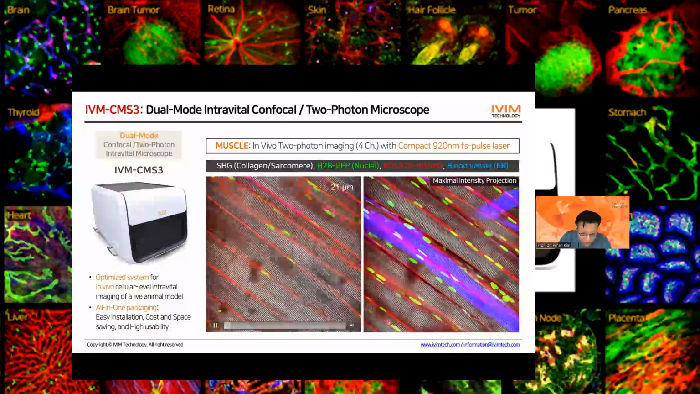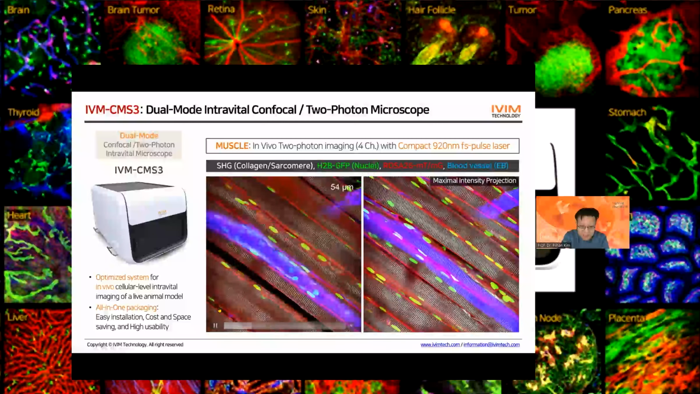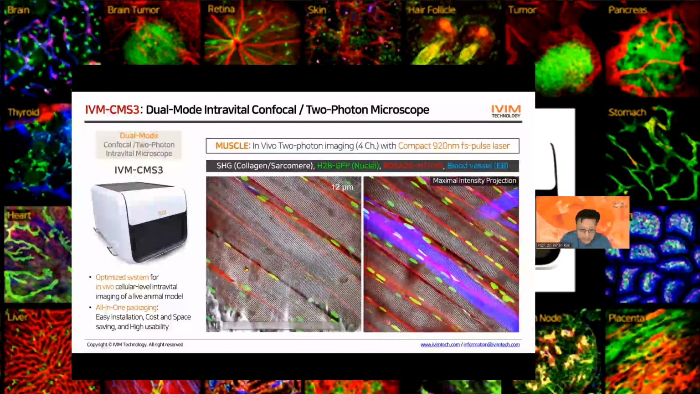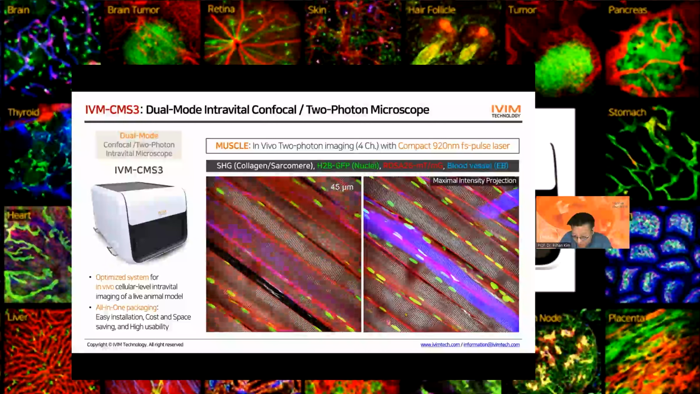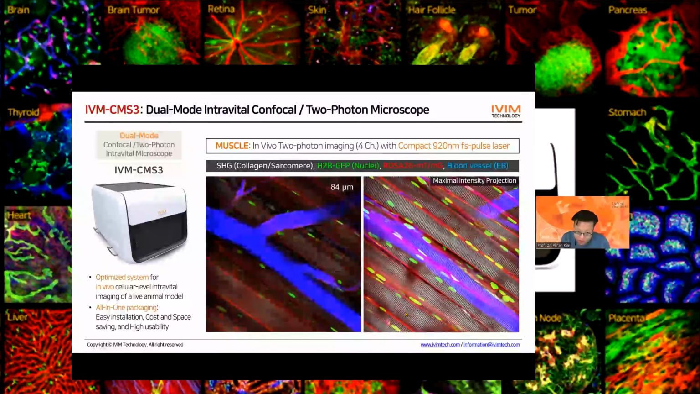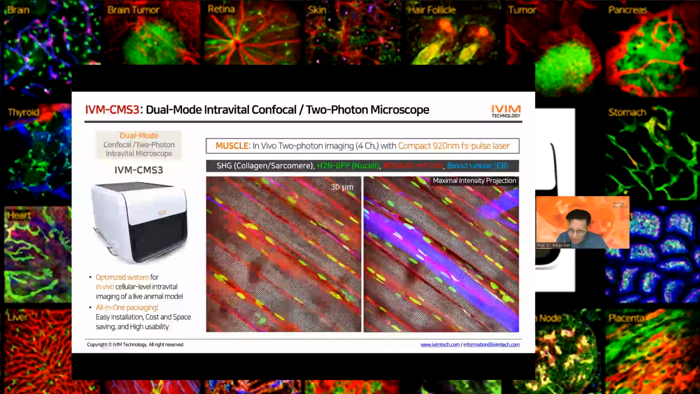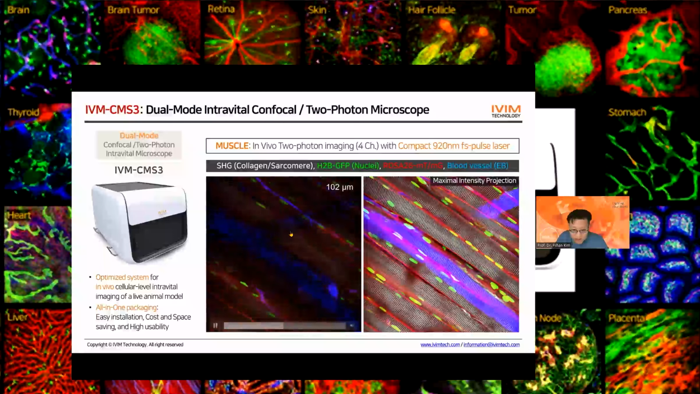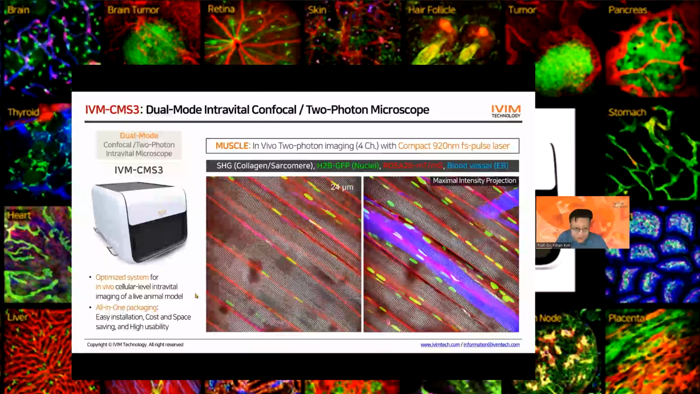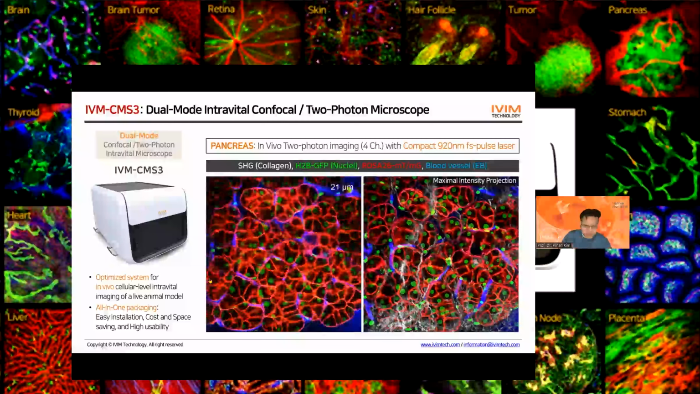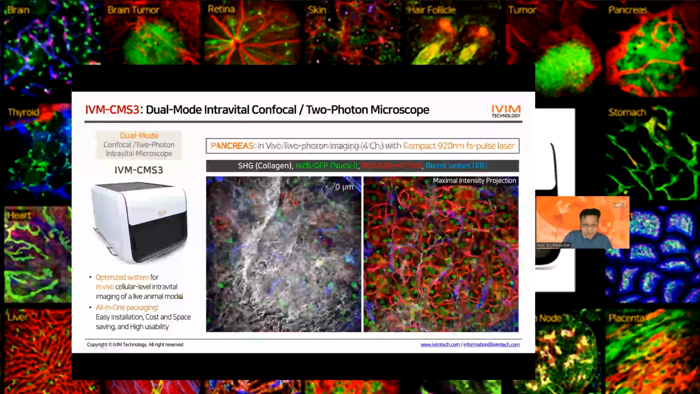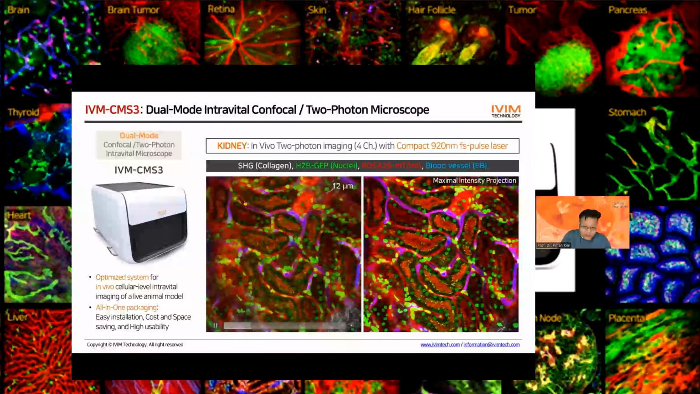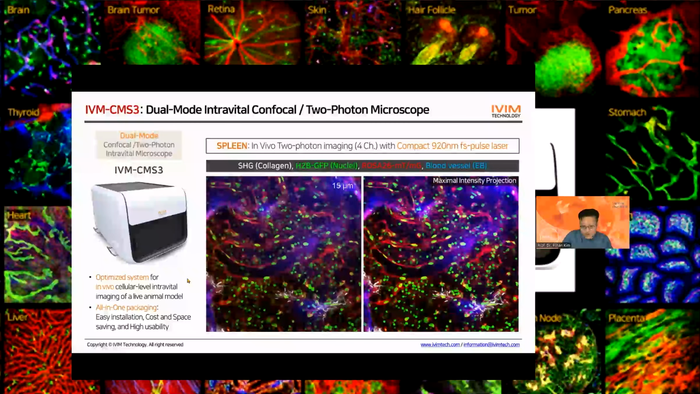And if we go deeper, we start to see the sarcomere, myofilament inside the myocyte. So in here, you can see this periodic structure. That's actually sarcomere, myofilament inside the myocyte. And then also you can see this big vessel and capillaries. This is muscle, and this is pancreas, okay? And this is kidney. Again, you can nicely see the tubules, structures, and capillaries, and spleen.